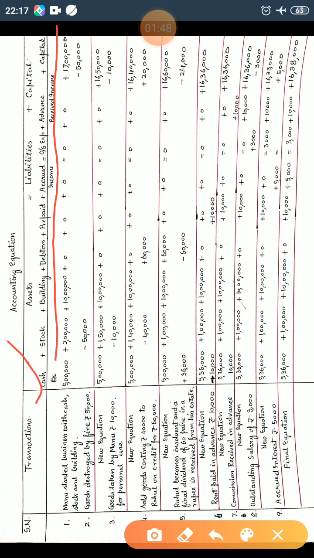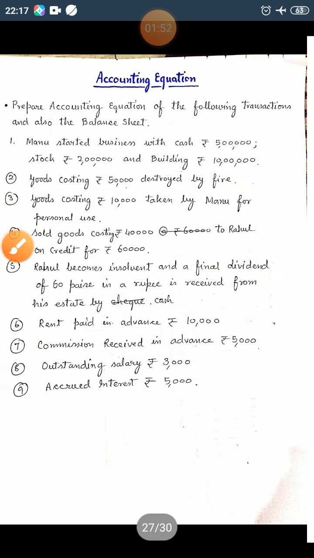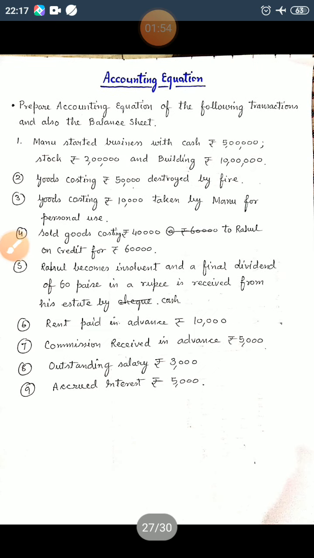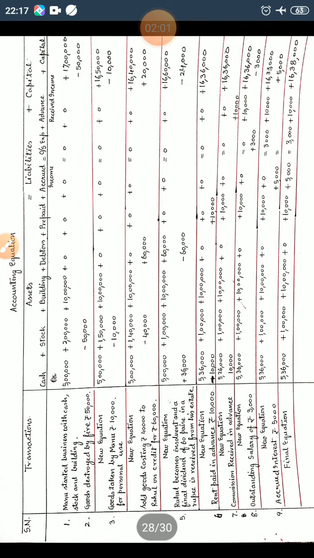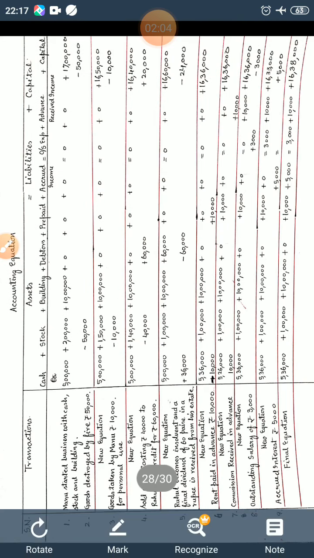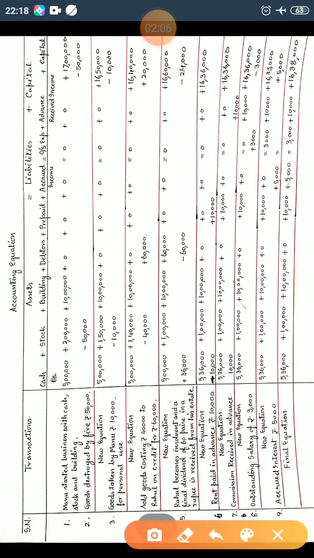So the first transaction is: Manu started business with cash 5 lakh, stock 2 lakh, and building 10 lakh. So cash is increased by 5 lakh, stock is 2 lakh, building 10 lakh. So total capital is 17 lakh. You will write it down just below the capital.